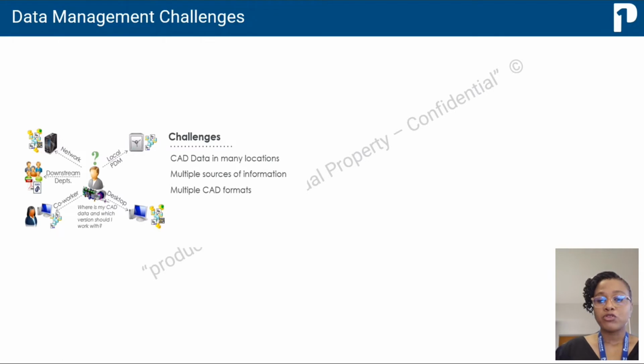And the problem with those challenges is that they end up making manufacturing mistakes. They end up having conflicts in a concurrent design environment. They are unable to find information. They are unable to standardize processes. And maybe also at the end of the day, downstream departments are also unable to access the data.